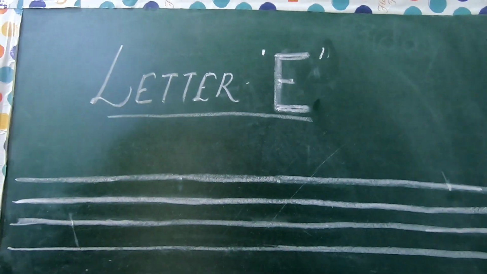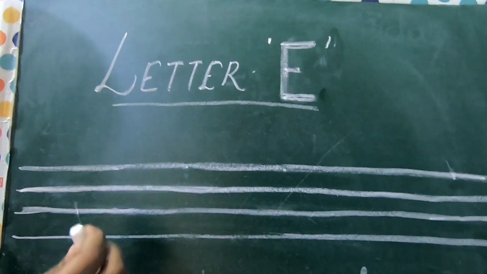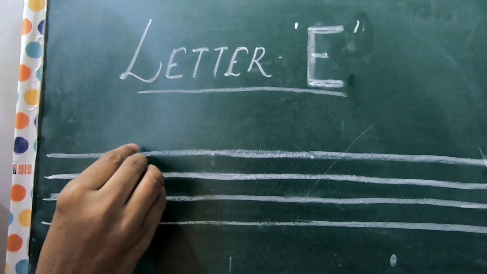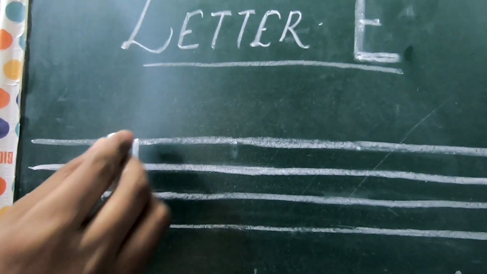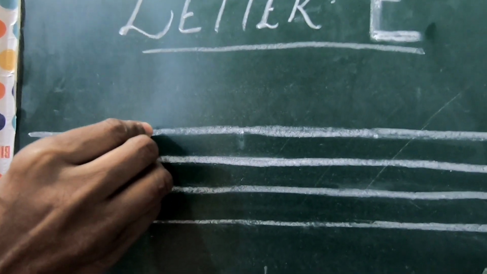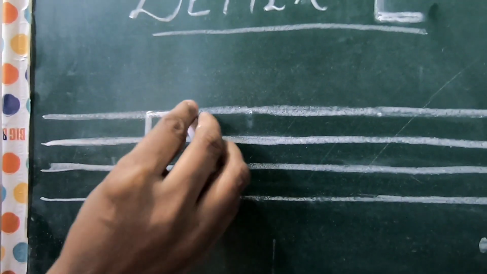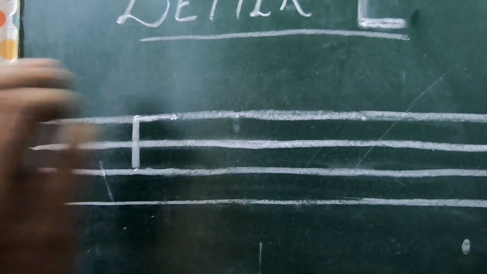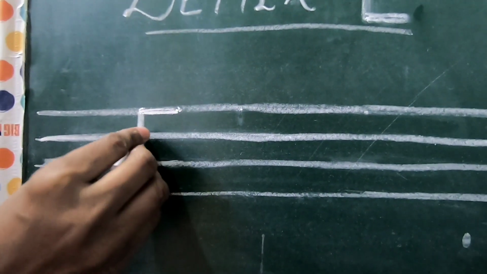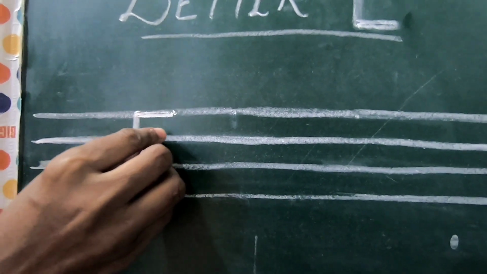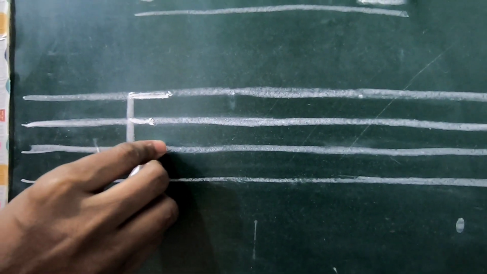Now we will study a new letter, E, capital E. First I'll make capital E. For that, we have to make a standing line, then a sleeping line from the front line. Be careful about where to start and where to stop. So this is your first line, the second line should be a short one, and the third line should be equal to the first one.